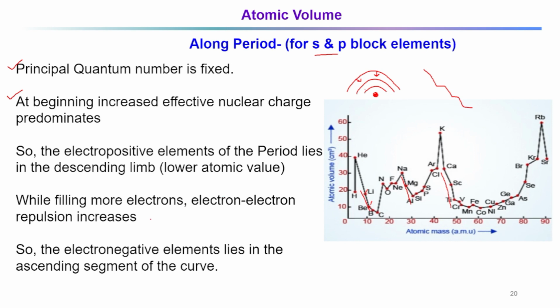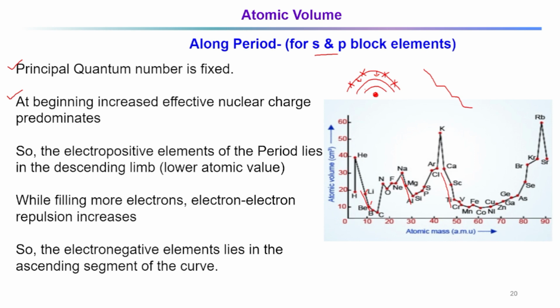Now while filling more electrons, electron-electron repulsion increases. So now if we put more and more electrons, first it was happening that the effective nuclear charge was increasing and the size was shrinking, right? But now if we put more and more electrons, what happens? These electrons start to fight. They start to repel each other because they are the same charge, negatively charged particles. So they will start fighting and try to go away from each other.